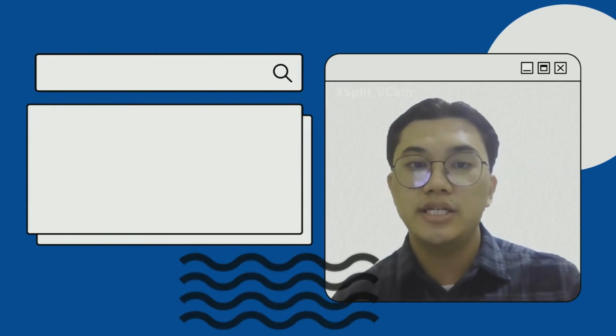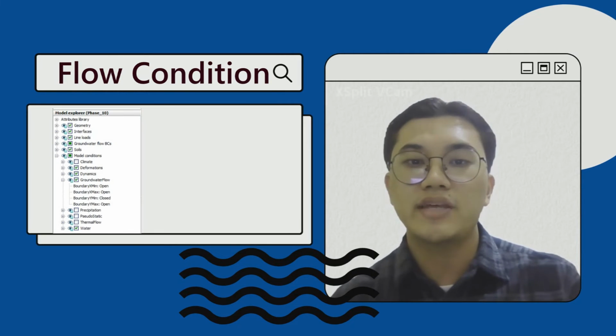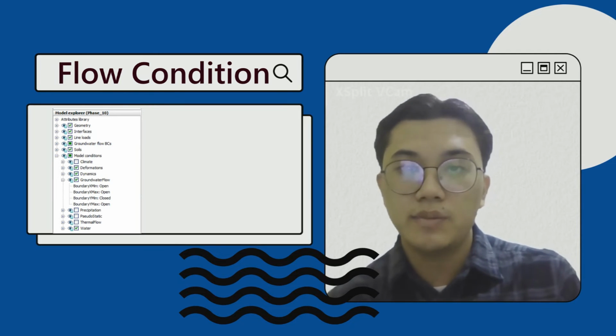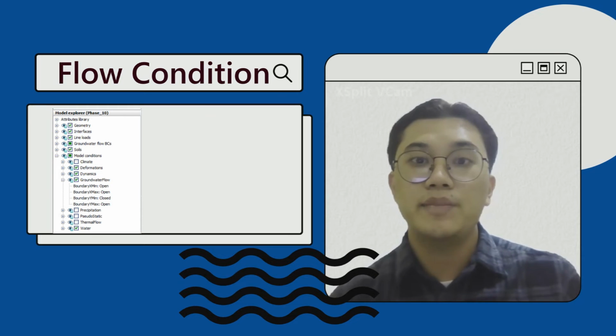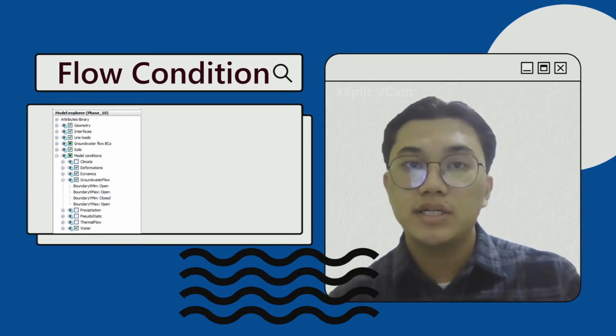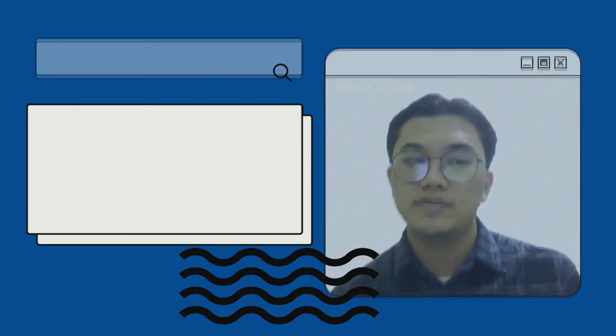For the flow condition, there are types of boundary that need to be determined. There are four types of boundary, which are boundary x minimum, x maximum, y minimum and also y maximum. The boundary condition can be defined as either open or closed for every axis. Moreover, the groundwater level is located at 0 meter below the ground surface.